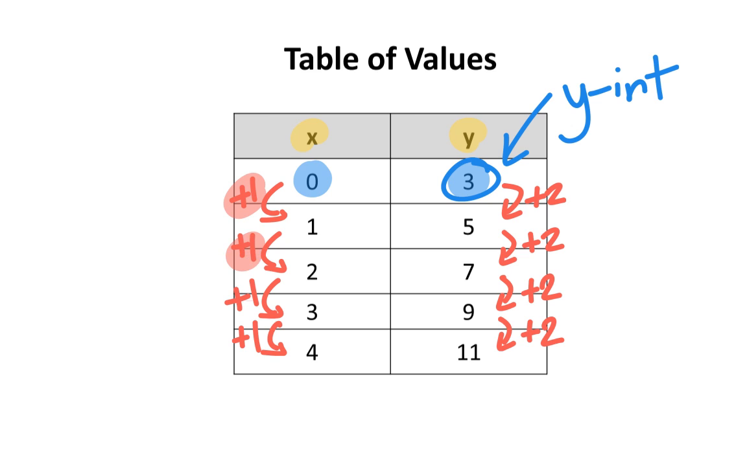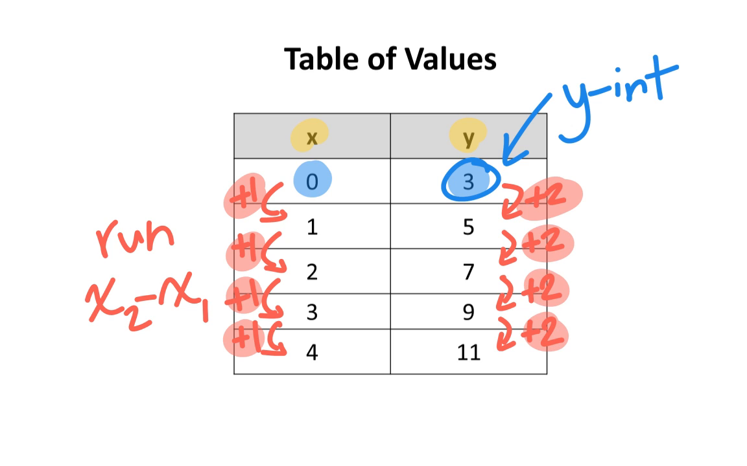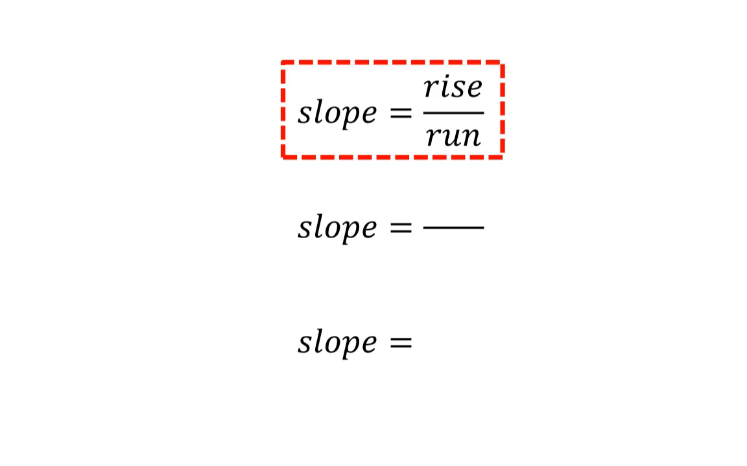Well, the number 1 is actually the run, which is the same thing as x2 minus x1, while the number 2 is actually the rise, which is the same thing as y2 minus y1. Since we know the rise is 2 and the run is 1, therefore the slope is equal to 2 over 1, which is the same thing as 2 divided by 1, which is the same thing as 2. Therefore, the slope is equal to 2.